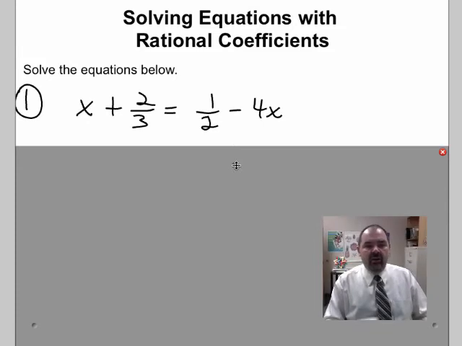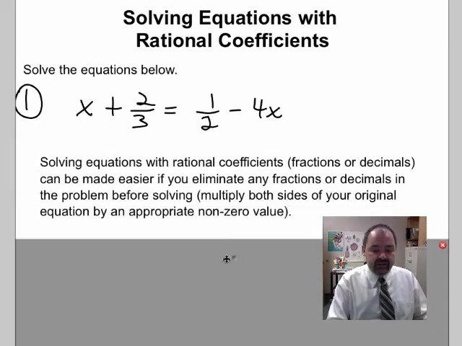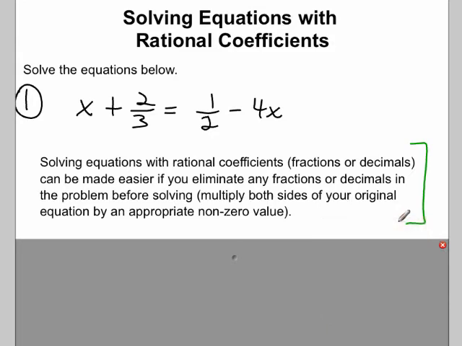And so, when you're solving equations with rational coefficients, coefficients with fractions or decimals, I highly recommend that you apply this principle. That is, make your equation easier to solve by eliminating any fractions or decimals in the problem before you solve. And you can do that by multiplying both sides of your original equation by a convenient number. And that convenient number is going to be the common denominator of the fractions, or in the case of decimals, a power of 10. And I'll do an example of both of these.